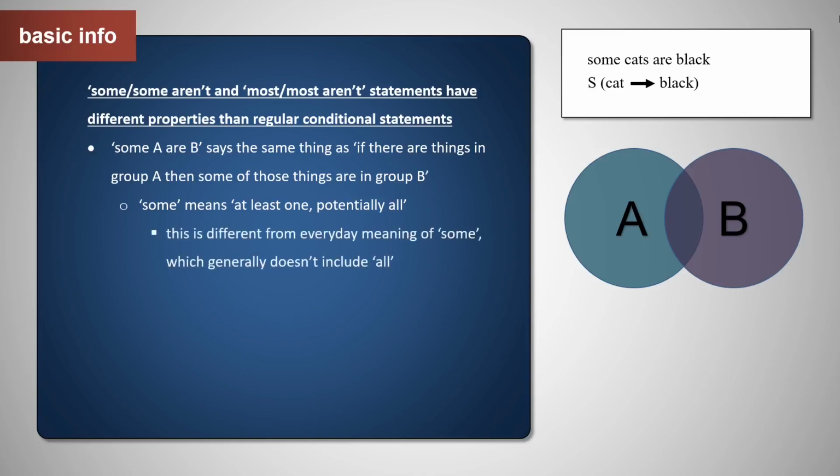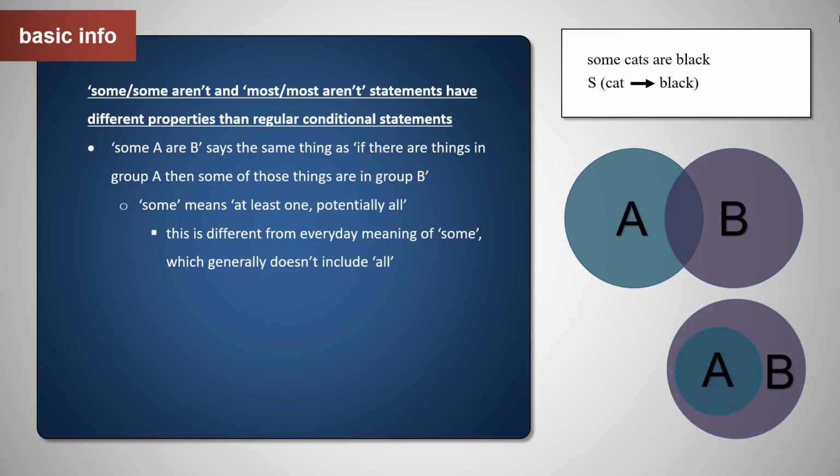This is actually different from the everyday meaning of "some," which generally doesn't include all. When I say some cats are black in everyday speech, I'm implying that there are some cats out there that aren't. But on the LSAT, when you see "some," it can also mean all. You don't know exactly what it is, but it's at least one. So there's got to be at least one common element between the two groups, but it could be that the first group is completely inside the second.